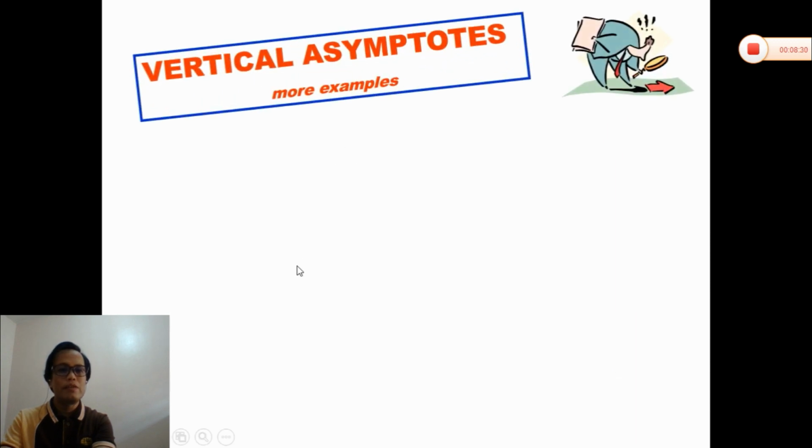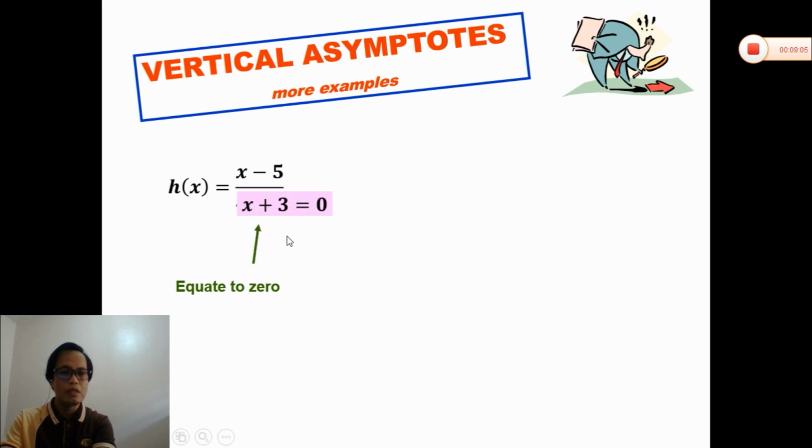Still on finding the vertical asymptote. For example, we are given h of x equals x minus 5 over x plus 3. Our denominator here is x plus 3. So we equate this to 0. No need for us to factor because this is not factorable anymore. We just equate directly to 0. So that gives us x plus 3 equals 0. Then by using subtraction property, this is x equals negative 3. So the vertical asymptote is x equals negative 3.